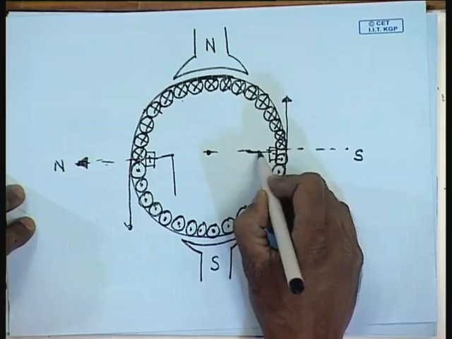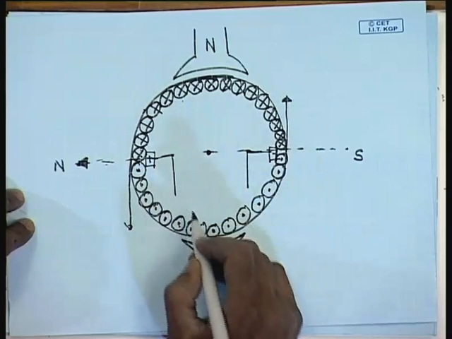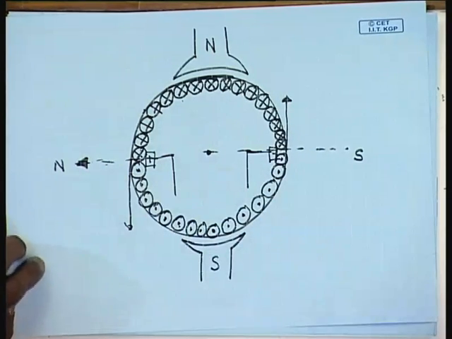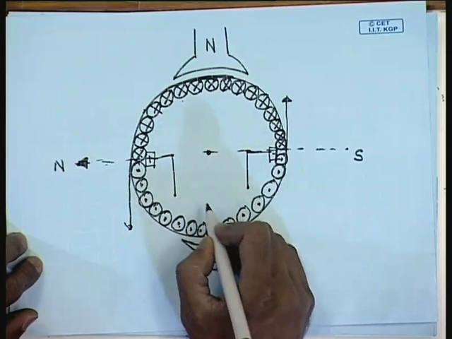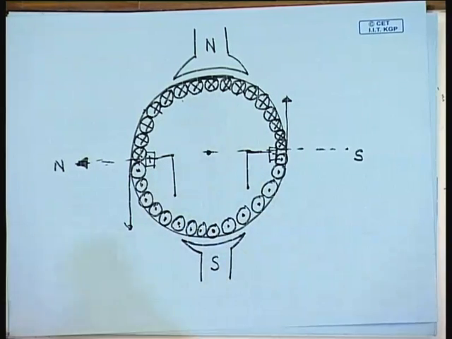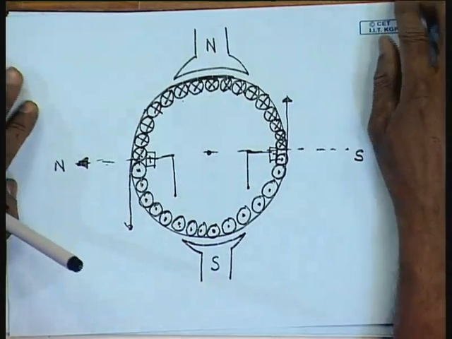Although physically, as we will see, the brushes may not be exactly in the interpolar position, they will connect to a coil whose coil sides are at the interpolar position, physically, whatever that might mean.